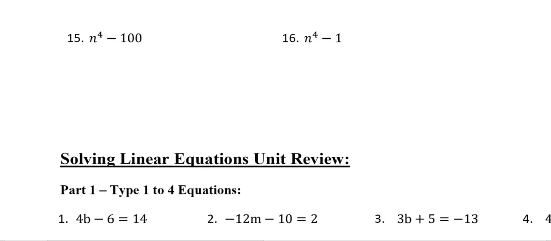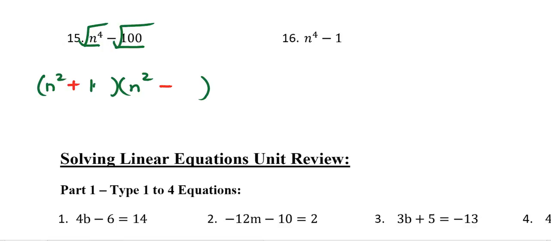Alright, moving on to question number 15. Once again, I have two terms, 1 and 2. So this is a difference of squares factoring, and I need two brackets there, 1 plus and 1 minus, and then I take the square root of each of those terms. This will be n squared, that will be 10, and that will be 10. And then we'll leave it at that.